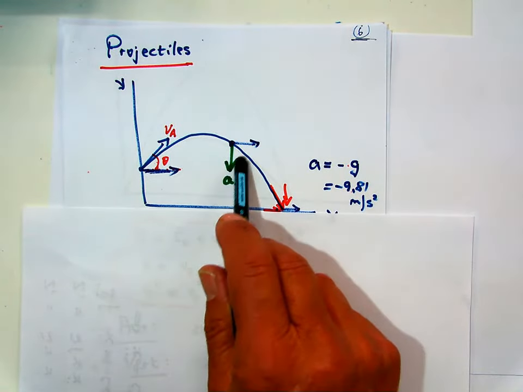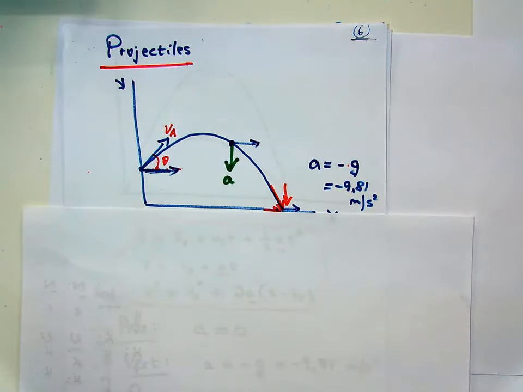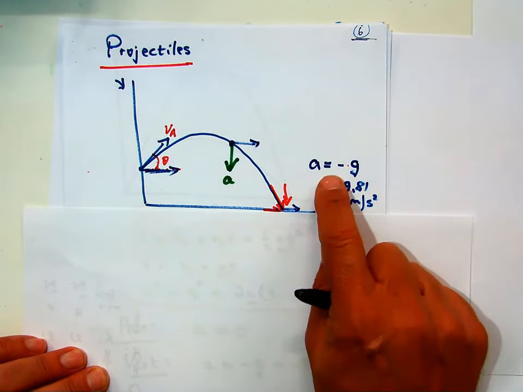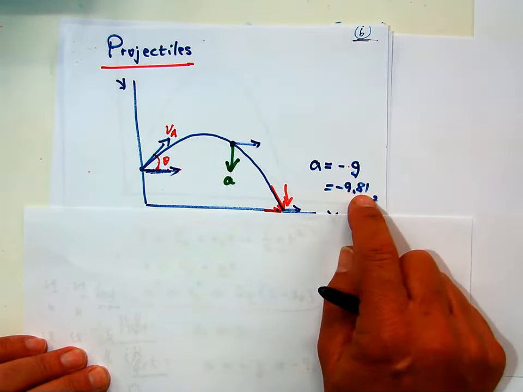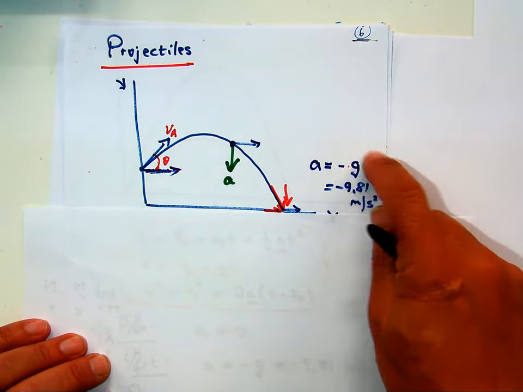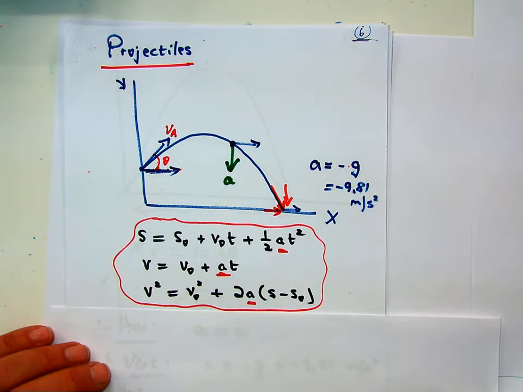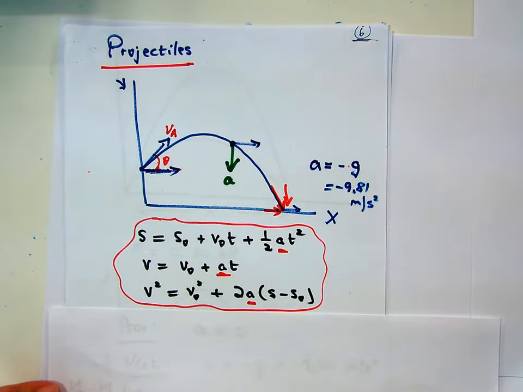Your acceleration is down, so it's in the opposite direction to the y-axis, so the acceleration is negative. If the y-axis was down, then your acceleration is positive. Note the acceleration is minus g, that's minus 9,81. It doesn't mean g is minus 9,81. g in itself is just 9,81, but the acceleration is minus that. Now you have these equations, your constant acceleration equations, which you can apply in the x direction and in the y direction.